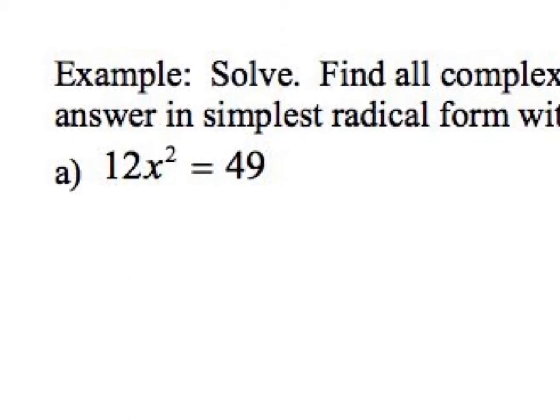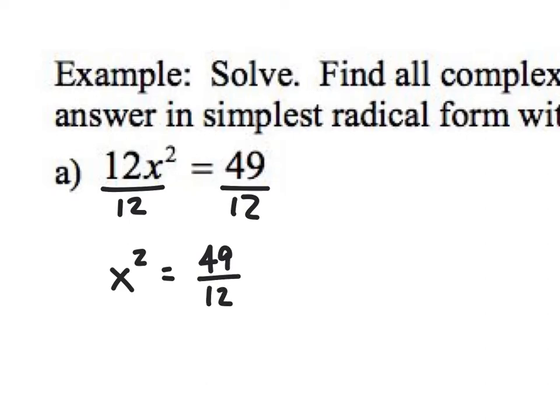And the first thing that you want to do is isolate your x squared, okay? Get whatever is squared onto one side of the equal sign, and then apply the principal square root property. The first thing I'm going to do here is divide both sides of this by 12. So the first thing I'm going to get is x squared is equal to 49 twelfths, and I'm going to take the square root of both sides at this point. I've isolated my x squared.